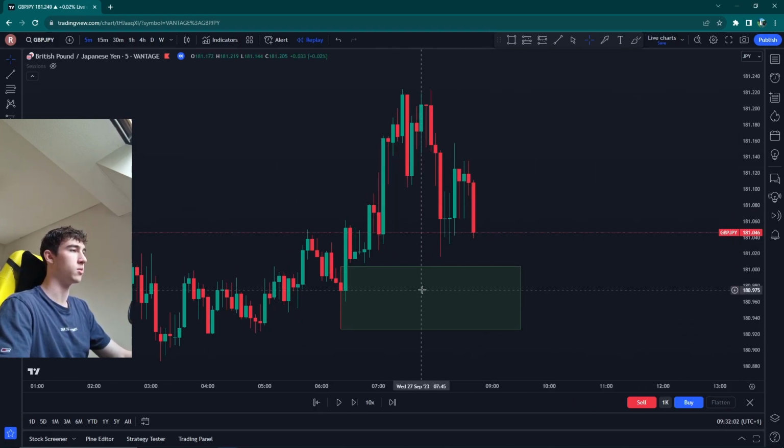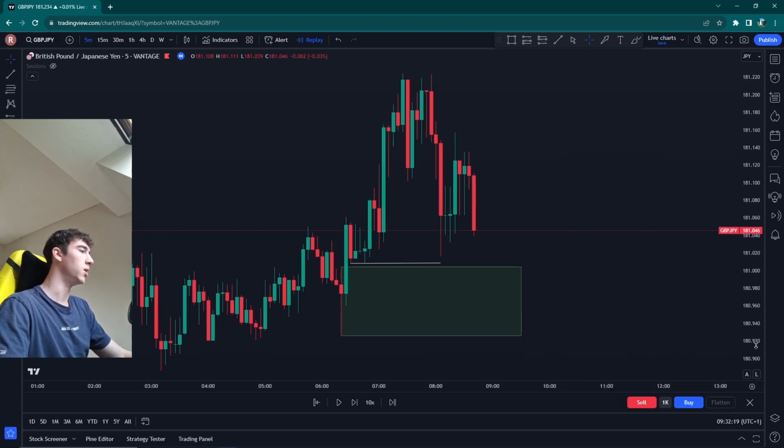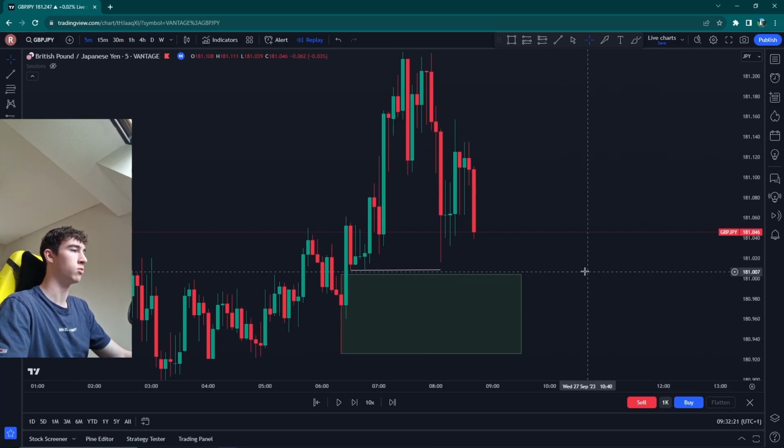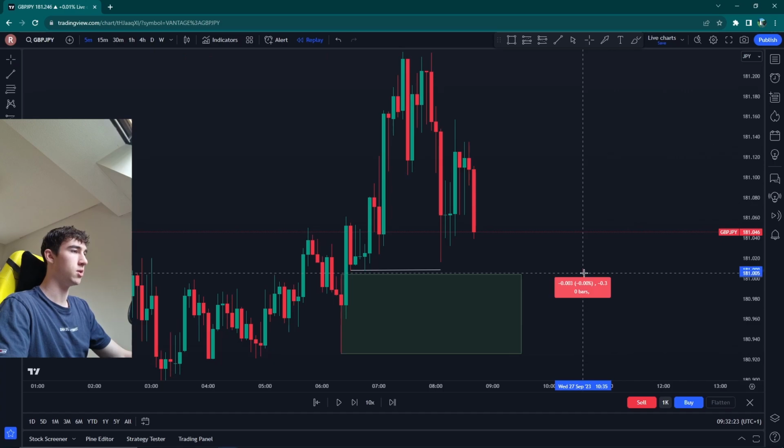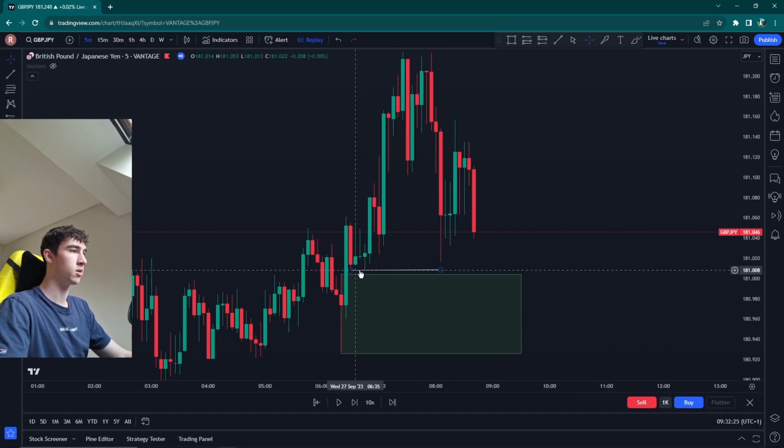ones that have had candles in it before. We need liquidity close by the zone. So right here, it was extremely close. A low right here, some lows right here. That can be taken out before tapping into the zone.